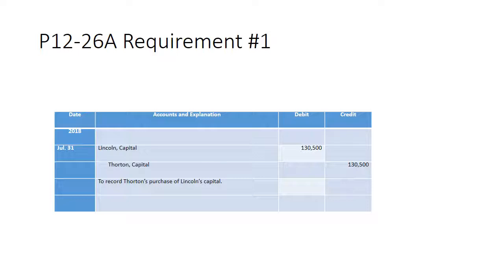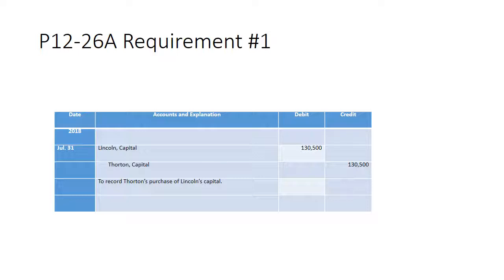We need to make journal entries under each of these independent situations. So let's look at requirement 1. Thornton, the new partner, pays Lincoln, one of the partners, directly for his partnership interest. Thornton hands Lincoln $174,000. He doesn't hand the partnership any money. So this is a private purchase.